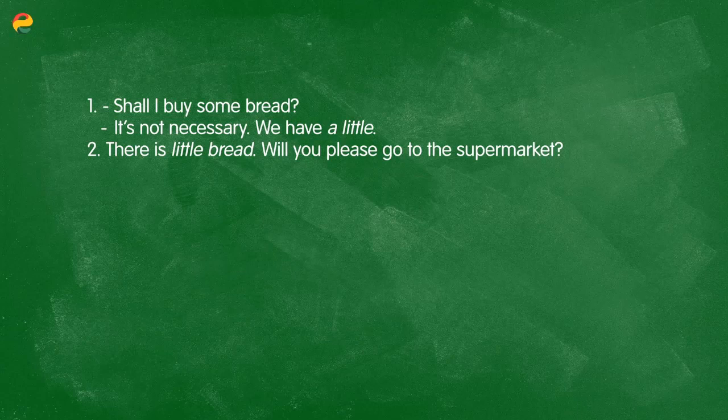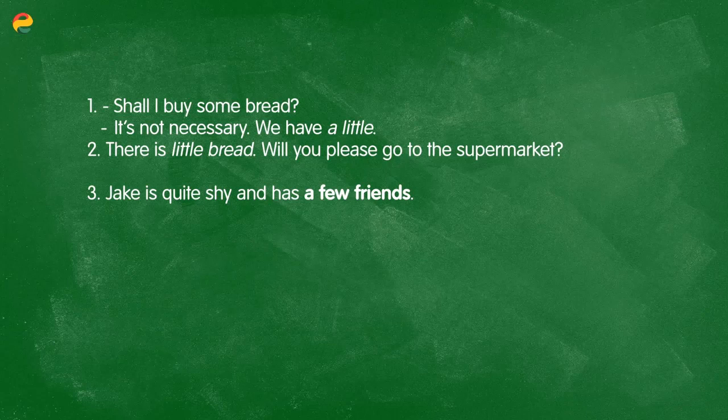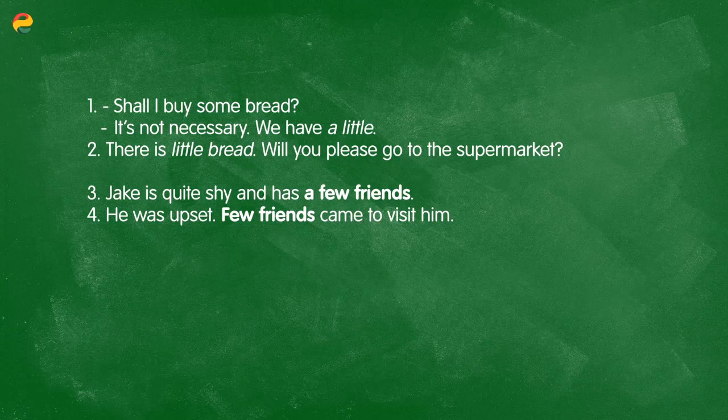Now, in the next example, Jake is quite shy and has a few friends. Here, I'm saying that he has some, a small amount. But if I say he was upset, few friends came to visit him, I'm saying that it's too few, not enough, not many, really almost no one came to visit him. Let's look at a few more examples.